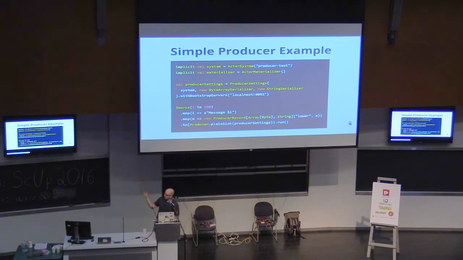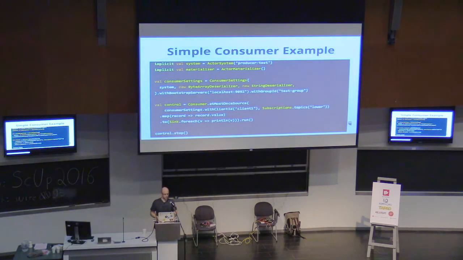Then I'm creating a source that just emits the numbers 1 to 100, changes each into a string message, and creates a producer record, which is what Reactive Kafka uses to send the message to Kafka. Here it's sending it to a topic called lower. This then gets sent to a producer sink, which, when you run it, will send those messages to Kafka. So it'll send 100 messages and then stop the connection to Kafka. Pretty simple. Similarly, for the consumer, you need an actor system and a materializer. The consumer settings look really similar to the producer settings.